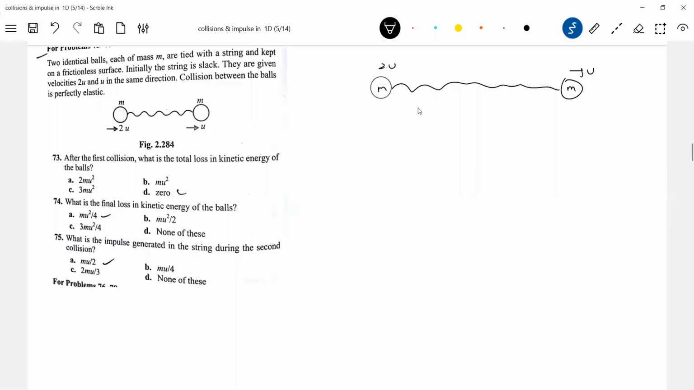They're on a horizontal surface here. So this is a string, that one. So what happened? This is A, this is B. The speed of A is more than that of B, no? So first what happened? This will go and collide.